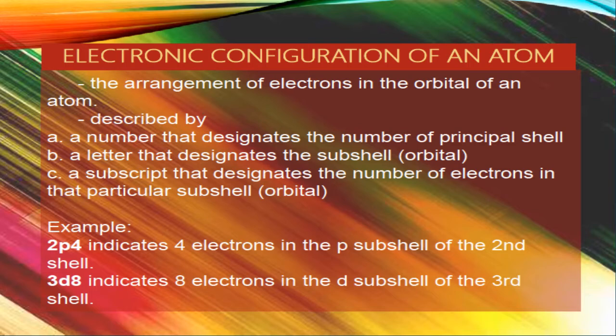For example, 2p4 indicates 4 electrons in the p subshell of the second shell. Likewise, 3d8 indicates 8 electrons in the d subshell of the third shell.